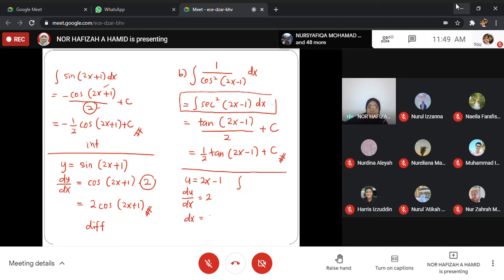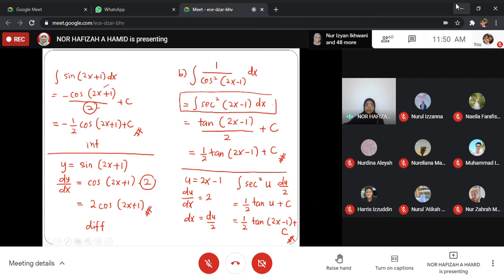So dx is du over 2. Okay, so then you integrate secant square u and dx. dx is du over 2. Okay, so then you get 1 over 2 integrate secant square, which gives tangent u plus c. So then substitute u back with 2x minus 1. Okay, plus c. Okay, so this is if you solve using the substitution method.